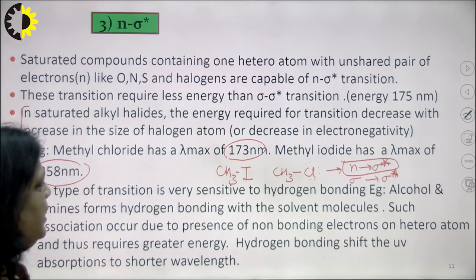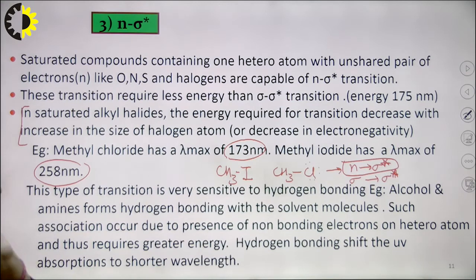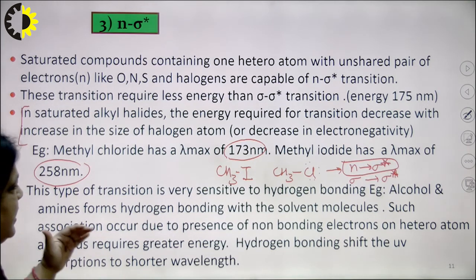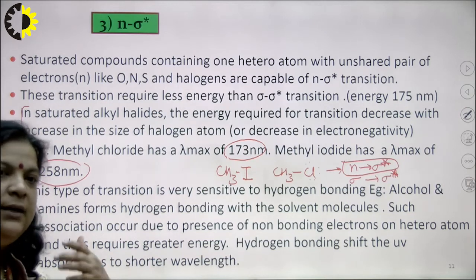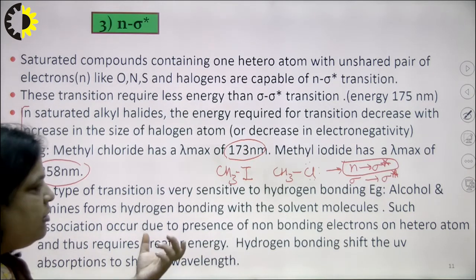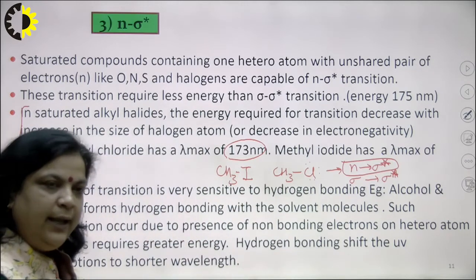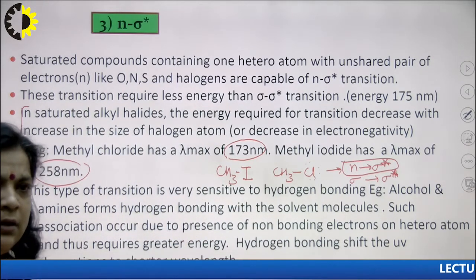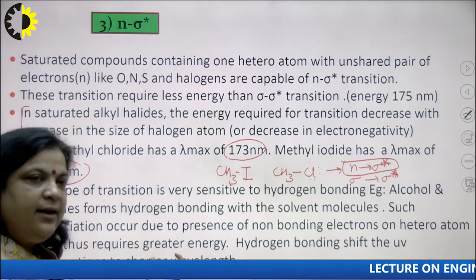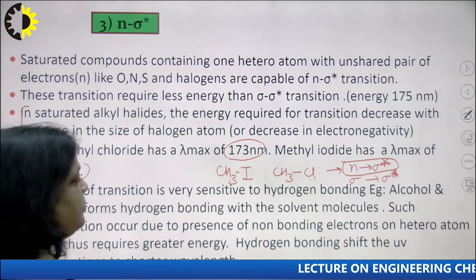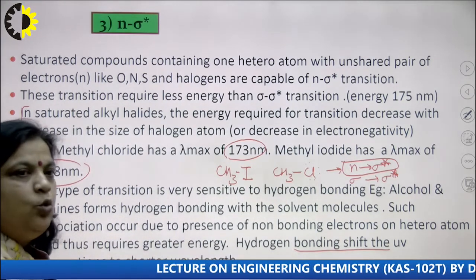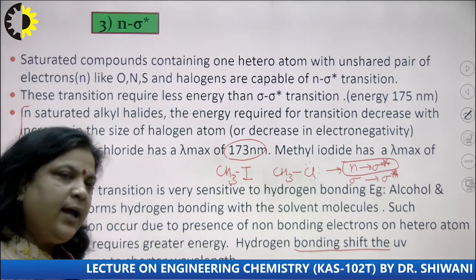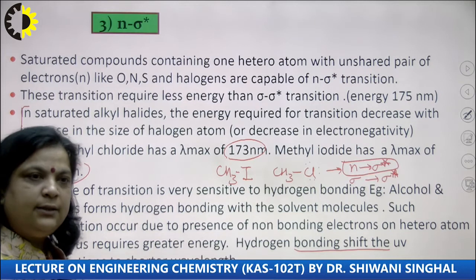Now, the next point is, this type of transition is very sensitive to hydrogen bonding. For example, alcohols and amines are capable of forming hydrogen bonds with solvents like water, because of the presence of non-bonding electrons in oxygen or nitrogen, and this requires comparatively higher energy. That is why hydrogen bonding shifts the UV visible absorption towards shorter wavelength, because it requires higher energy, and higher energy means lower wavelength.